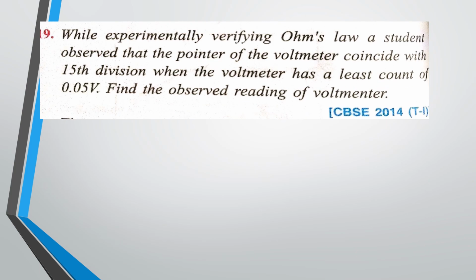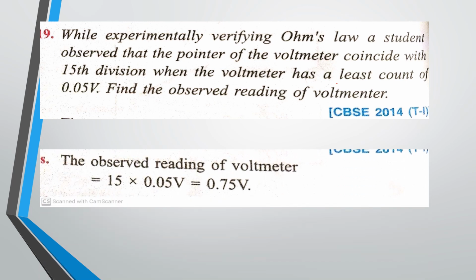While experimentally verifying Ohm's law, a student observed that the pointer of the voltmeter coincides with the 15th division when the voltmeter has a least count of 0.05 volt. What is the observed reading of the voltmeter? So now, for the observed reading of the voltmeter, they have given the least count and the divisions. Just multiply it, and you will get the reading of the voltmeter.